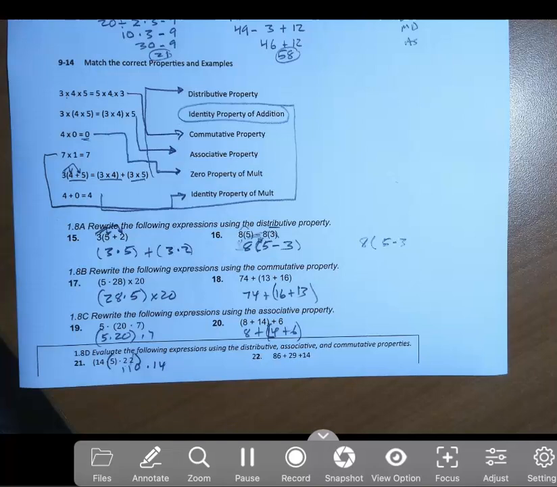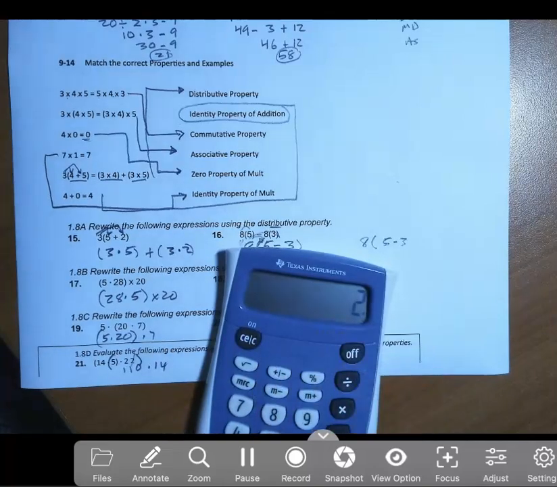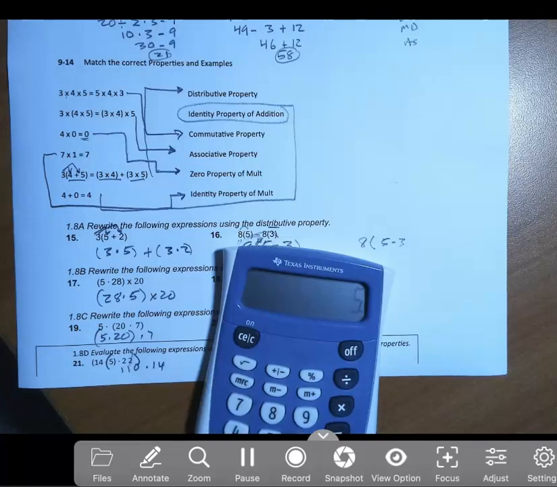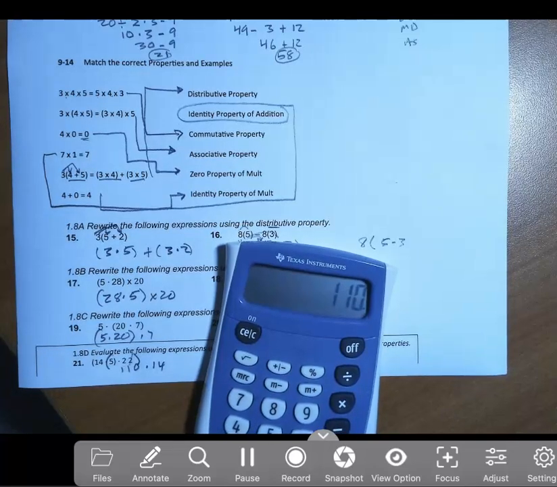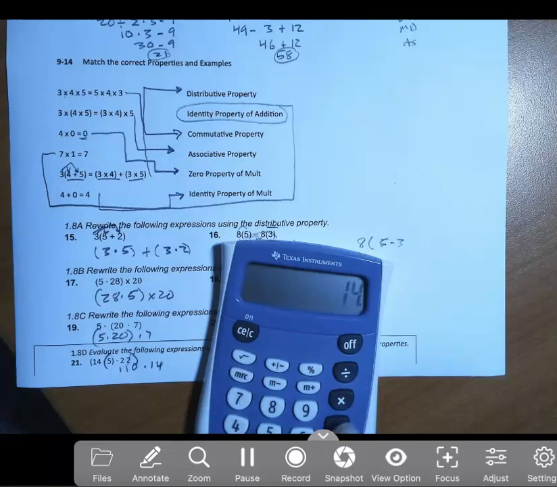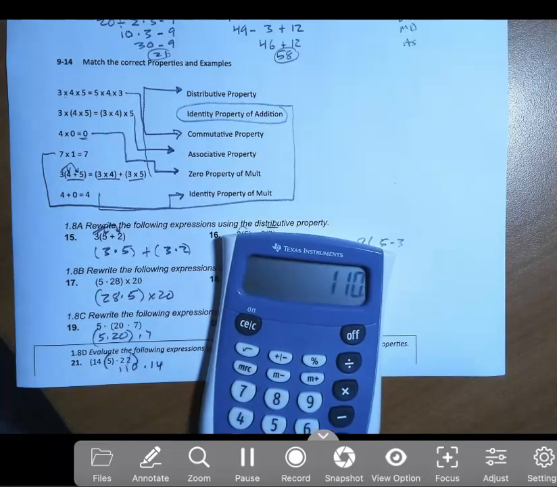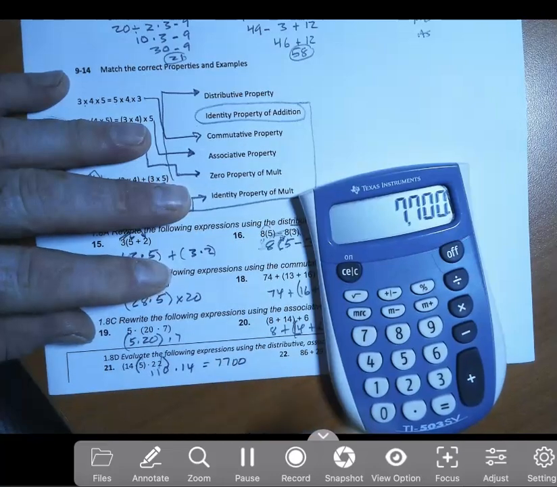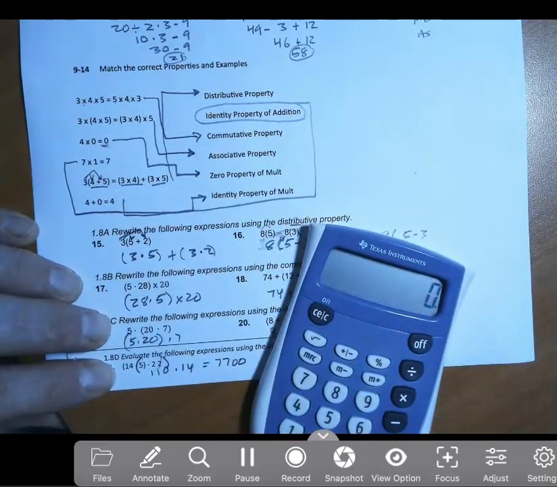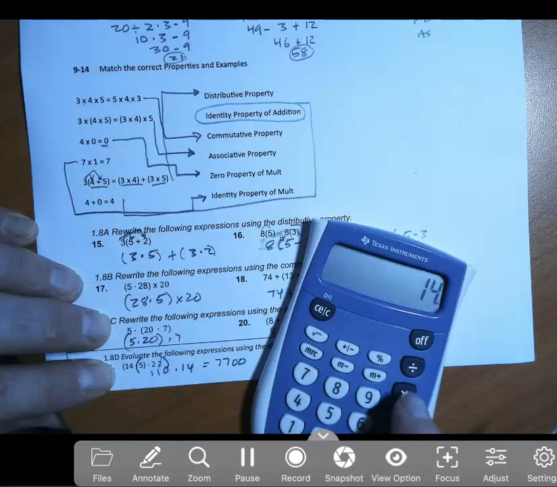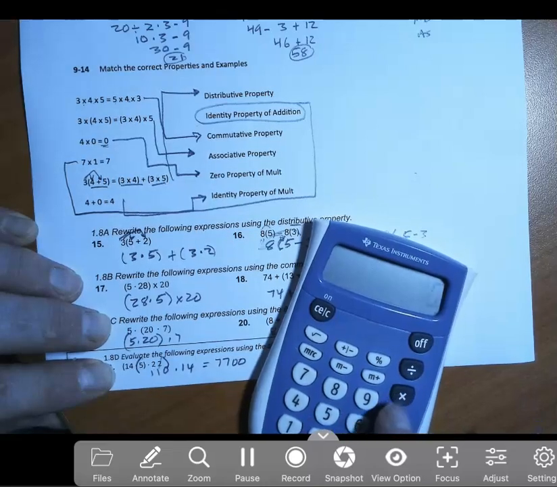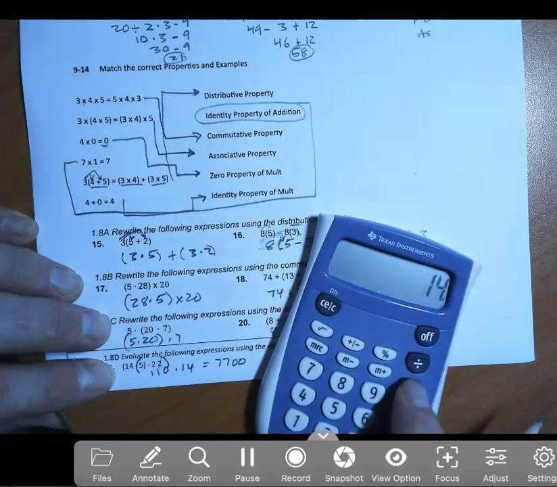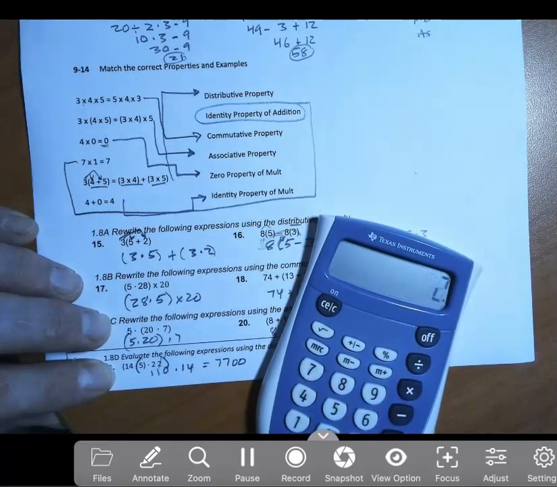And I could do that in my head, but you probably do it in a calculator, so I will too. So we'll just do this. 14 times 110 equals 7,700. Some of you wouldn't even have used the properties, you just put it in straight. 14 times 5 times 22.